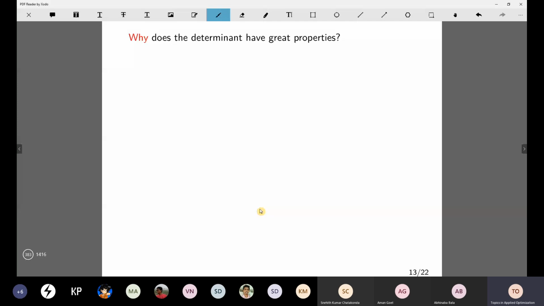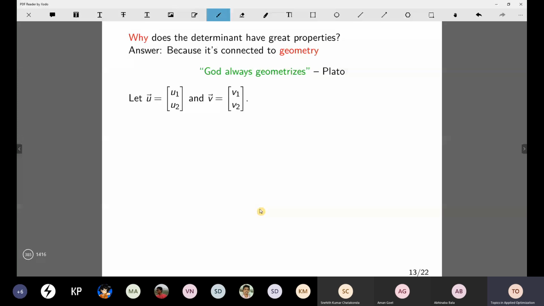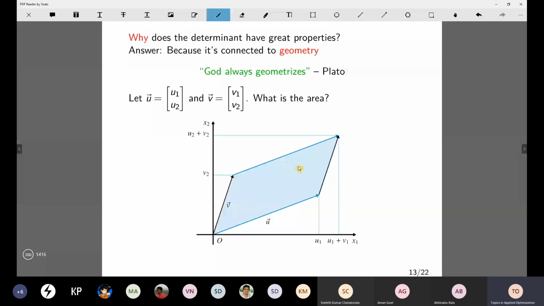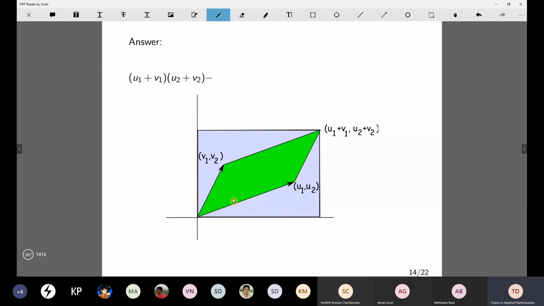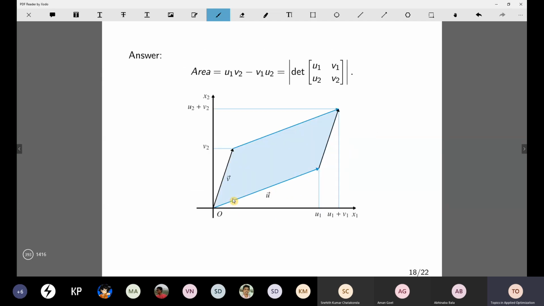So why does the determinant have great properties? Because the determinant is also related to geometry. If you take the determinant of two vectors, let us say this vector is v with components v1, v2, and this vector is u with components u1 and u2, then if you compute the determinant, it gives you the area of this rhombus. So it calculates the area of this, as shown here.